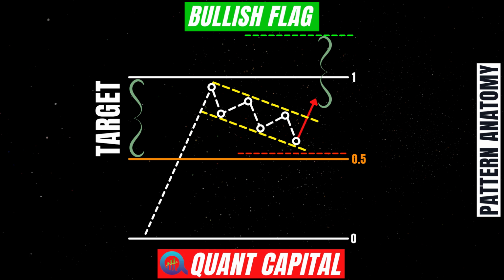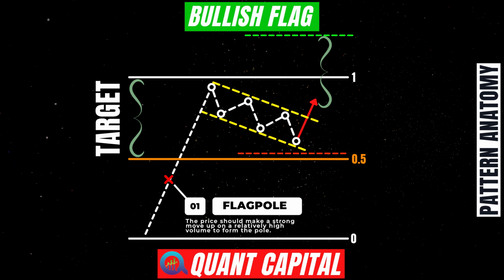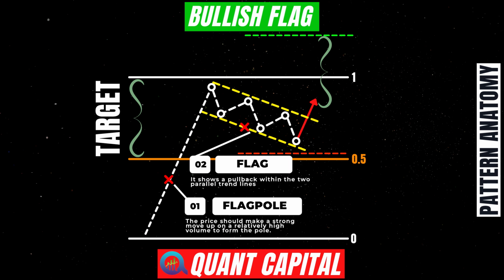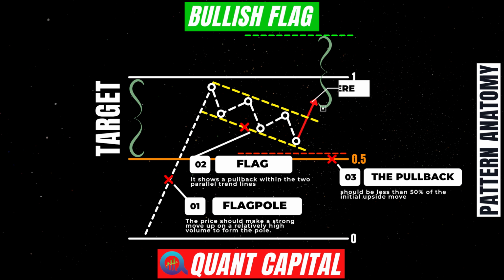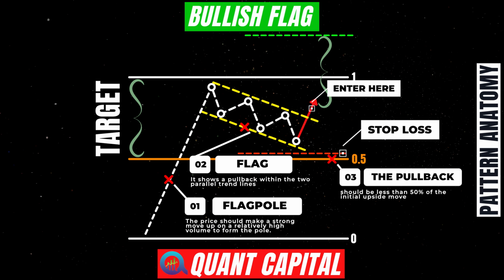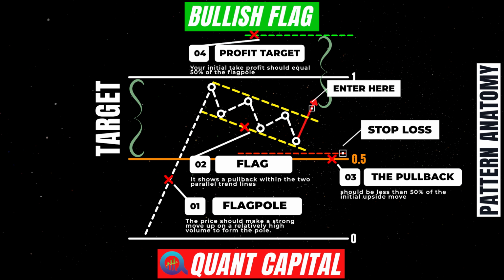A bullish flag consists of the flagpole and a flag. To form the pole, the price should make a strong move up on a relatively high volume. The price then consolidates within the two parallel trend lines in the opposite direction of the uptrend, forming the flag. It is also important to note that the pullback should not exceed 50% of the initial upside move. In this case, we must enter after the price breaks above the upper trend line, placing our stop loss below the lower trend line and targeting 50% of the flagpole.